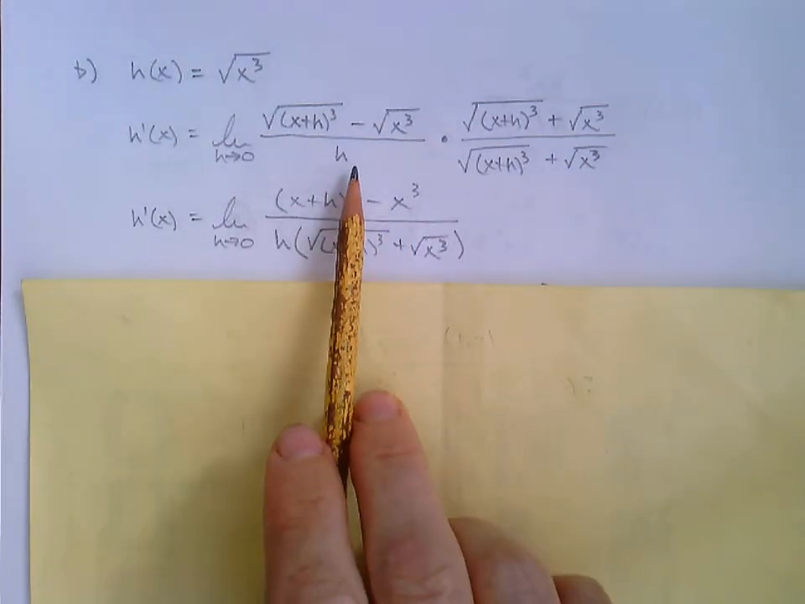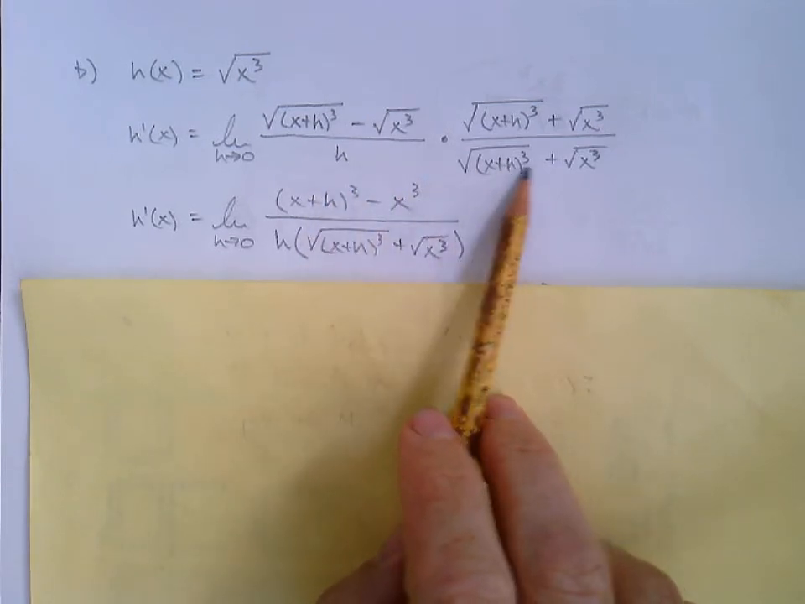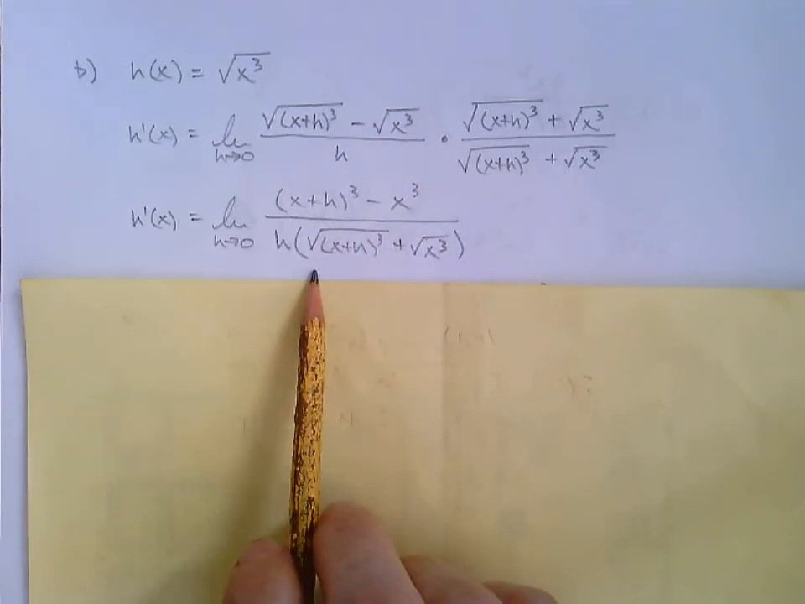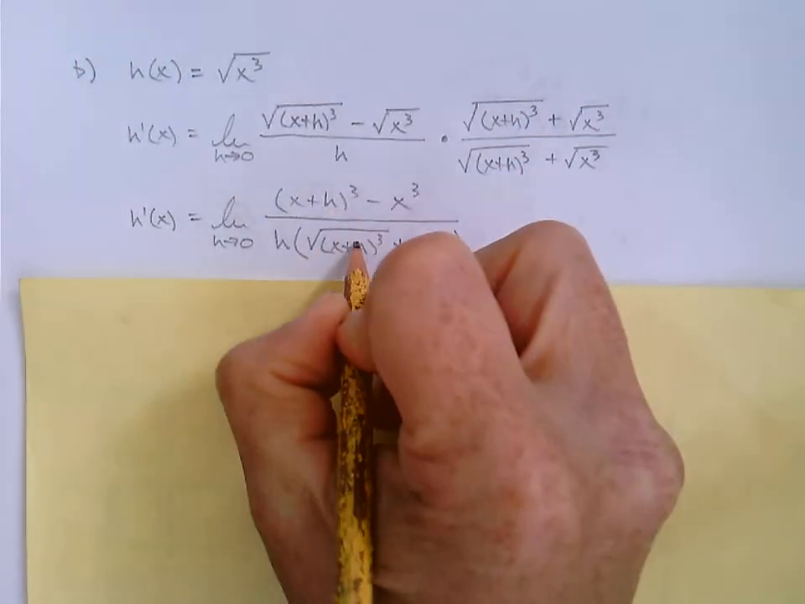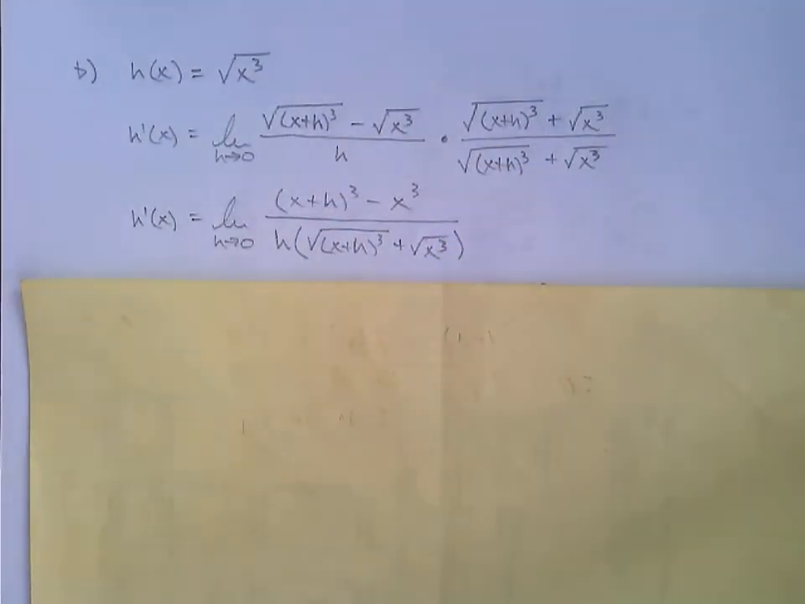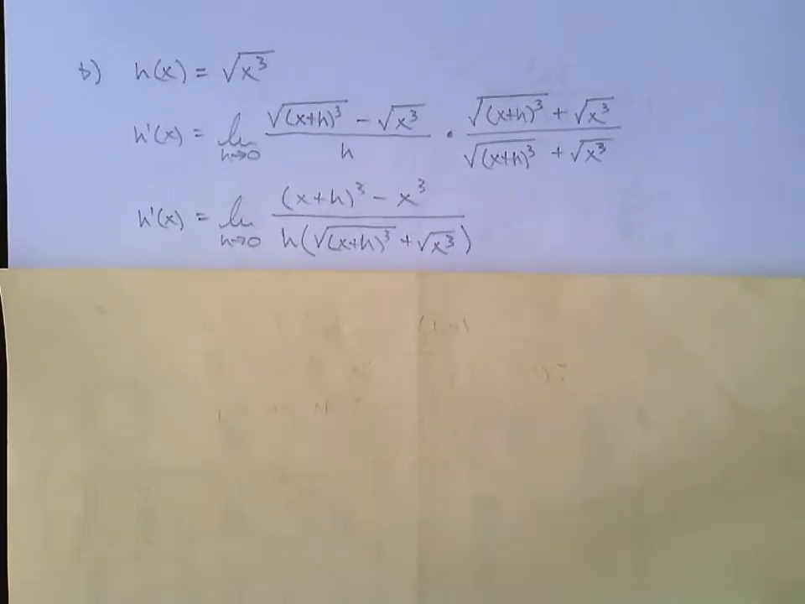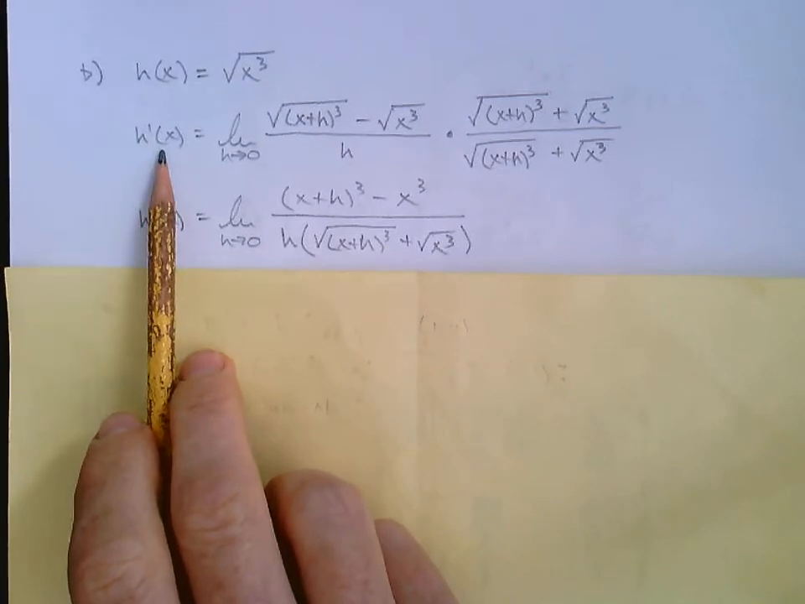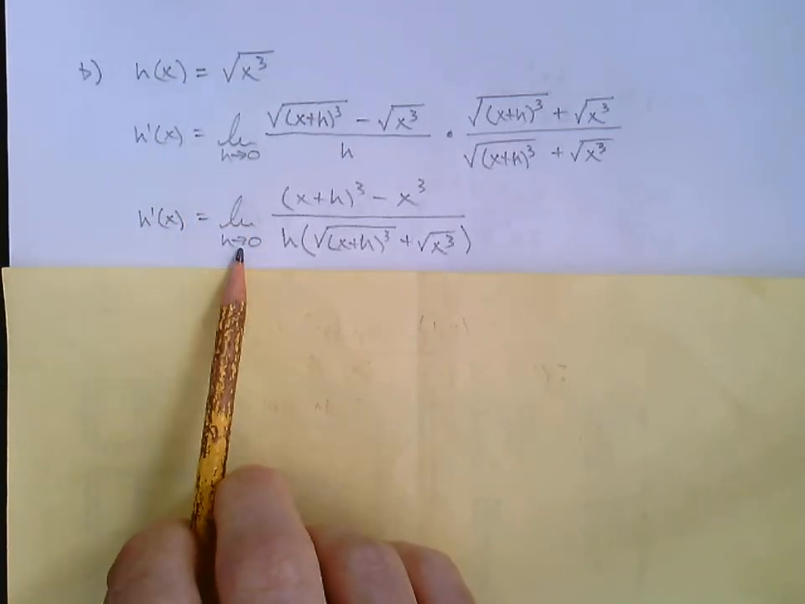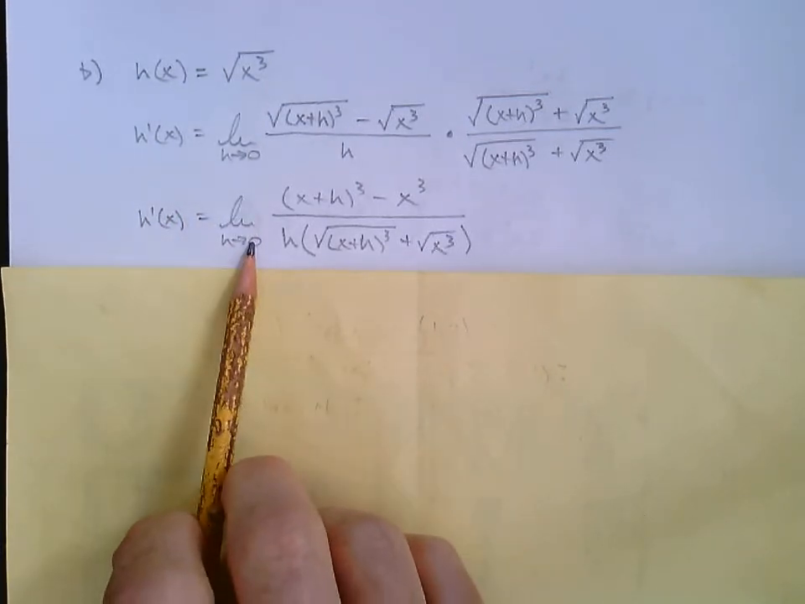And same strategy for the denominator. Don't actually distribute. Just say h times the quantity of your conjugate. Okay. And just copying everything else. H prime x here, the limit as h approaches 0. We'll deal with this at the very end.